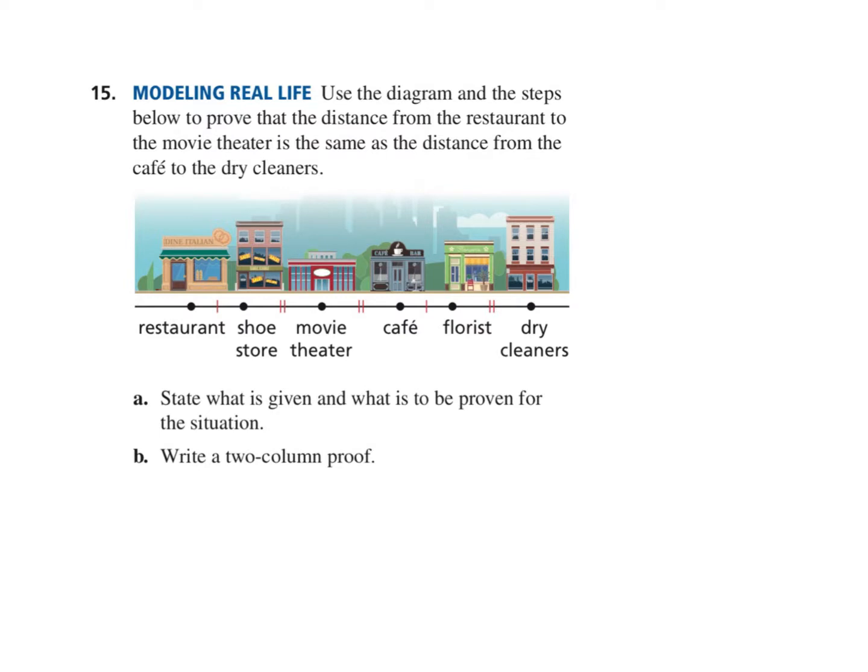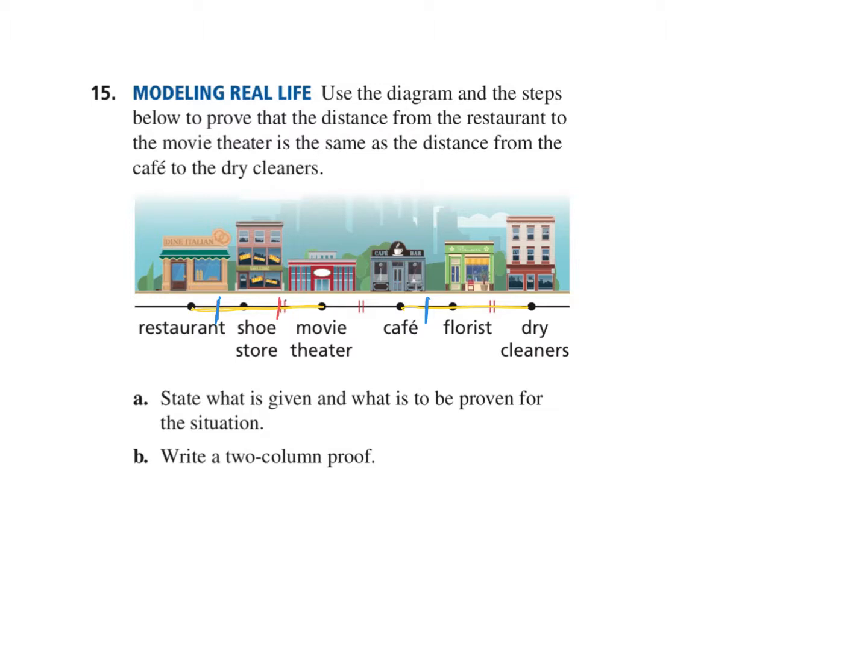All right, use the diagram and the steps below to prove that the distance from the restaurant to the movie theater is the same as the distance from the cafe to the dry cleaners. Based on the hash marks there, obviously those two are the same. We have a single hash mark and a single hash mark. Those two have to be the same.